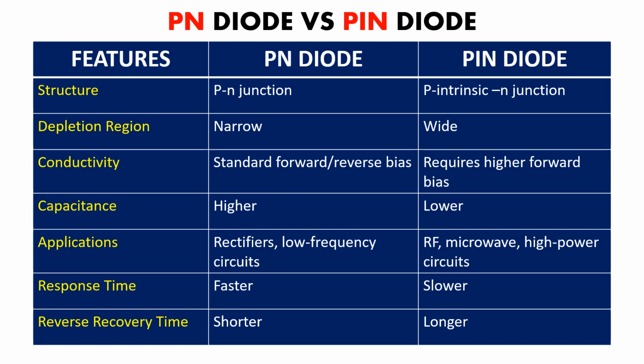Capacitance. PN diode has higher capacitance and PIN diode has lower capacitance due to the wider depletion region. Application. PN diode is used in rectifiers, low frequency circuits, etc. But PIN diode is used in RF, radio frequency, microwave, and high power circuits. Response time. The response time of PN diode is faster than PIN diode. Reverse recovery time is shorter in PN diode and longer in PIN diode.